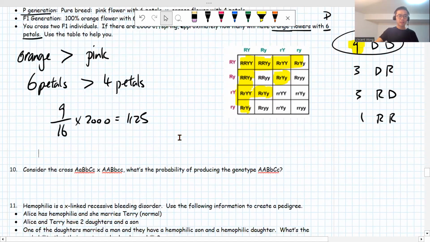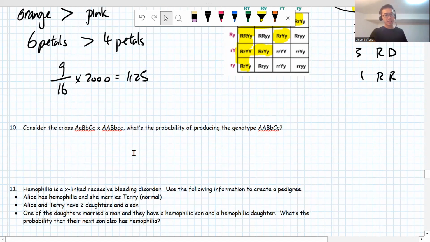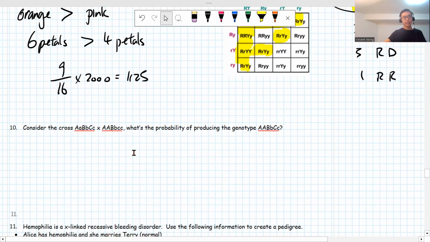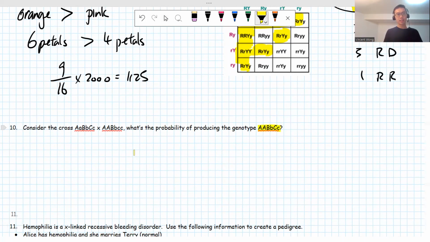Okay. All right, here's another one. We did this in class, but let's go through it again. Consider the cross between those two things. What is the probability of producing a genotype of that? When we have more than 2 traits, it is best to do each one separately. Otherwise, you have a really big Punnett square.